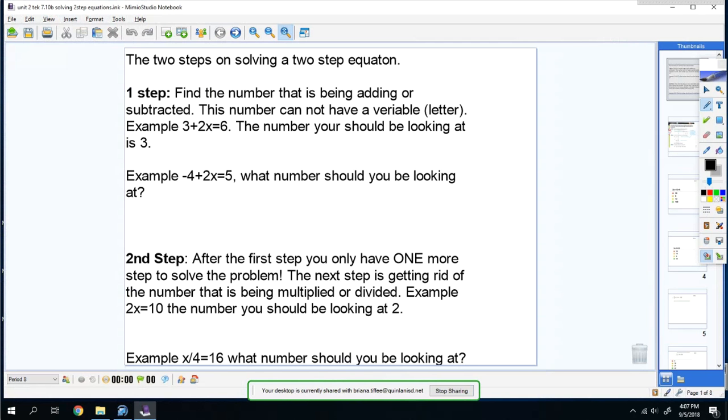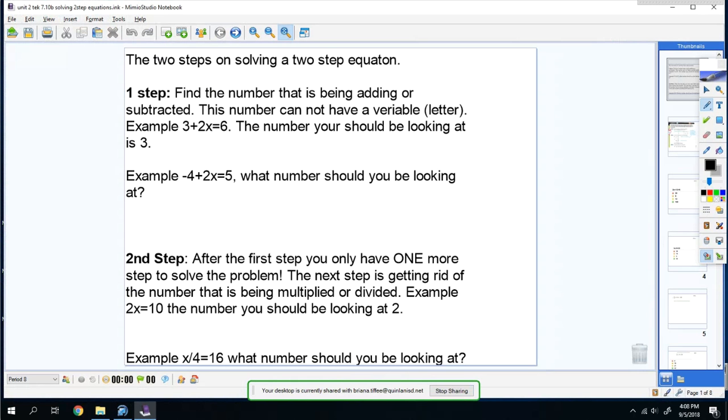Okay, so today we're going to be solving two-step equations. A few of y'all might already know how to do these, but this is just a quick note on how to approach them. They're called two-step for a reason. It takes 2 steps to solve them.